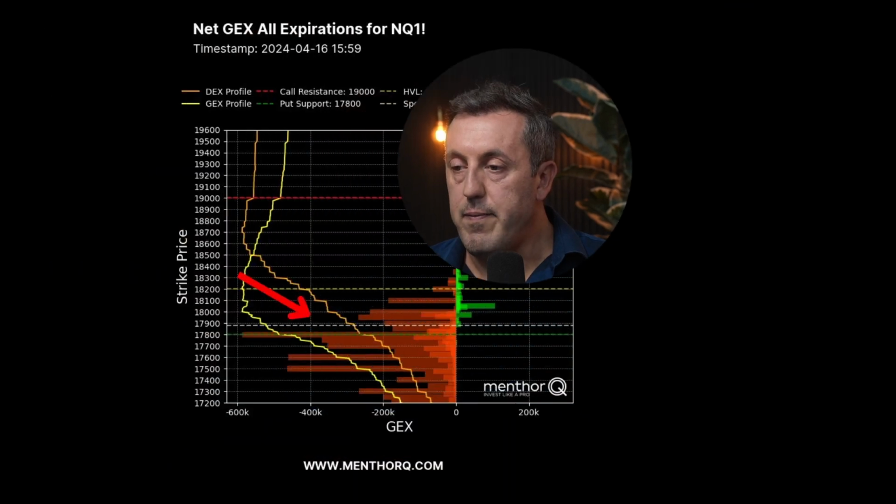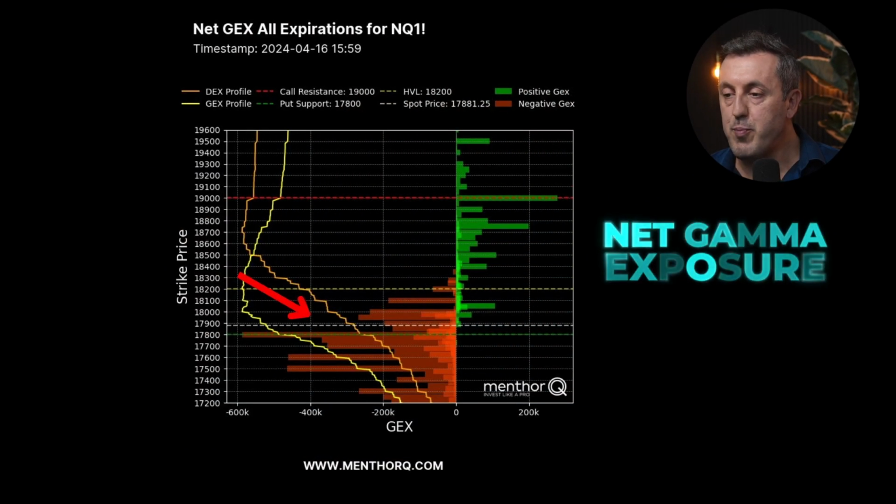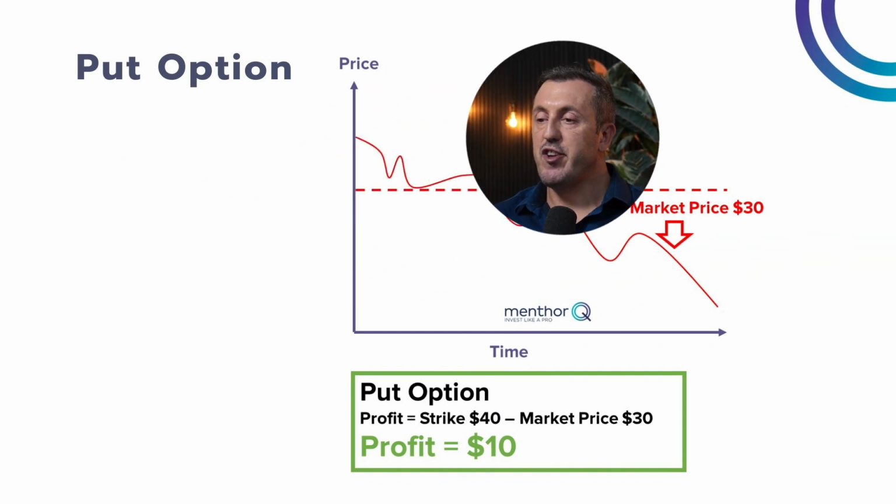Let's look at this chart. This is the MenthorQ net gamma exposure chart that shows market positioning on the Nasdaq future. The red bars highlight a large amount of put positioning. This brings us to gamma levels, and now we can leverage the information coming from the options market. This brings us to the basics of options.